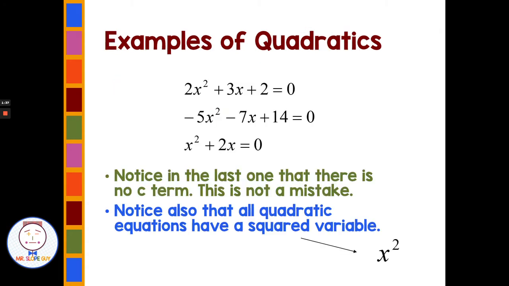So here are some examples of quadratics. We see an exponent of 2, and then we see some descending order exponents, degree of 1, some constants. Notice how in this last one, there's no c value. That's not a mistake. The c value would just be 0 if there's no constant. But do notice that all the quadratics have a squared term. This one has 2x squared, negative 5x squared, x squared. We have to have a squared term in order to use the quadratic formula.